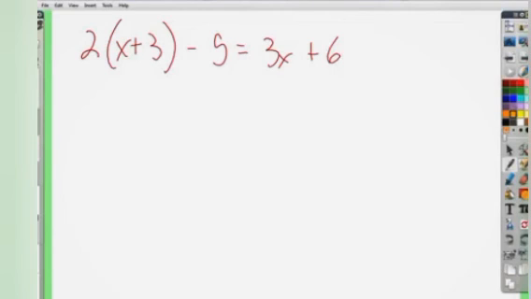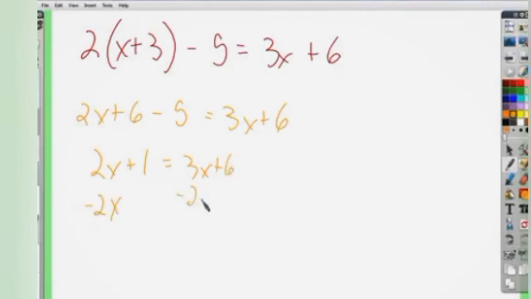Dylan. Distributive property. So 2x plus 6, and minus 5 there. And then I added the like terms on the left side. So you got 2x plus 1 equals 3x plus 6. Let me keep going. I subtracted 2x on both sides. Careful, I saw some people subtract just minus 2.